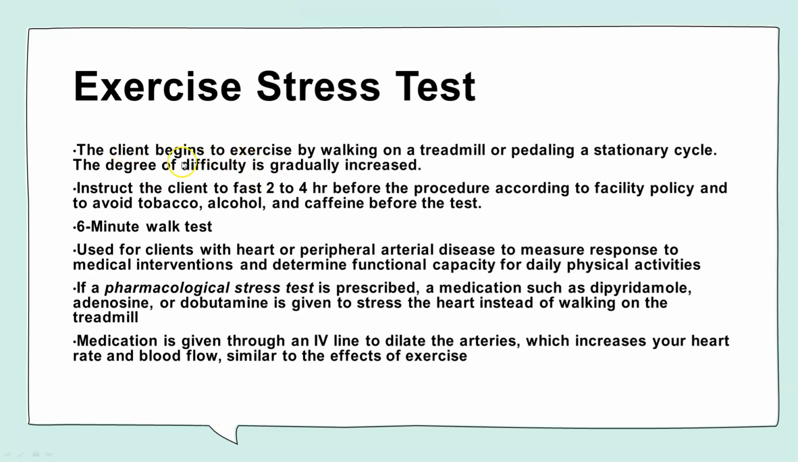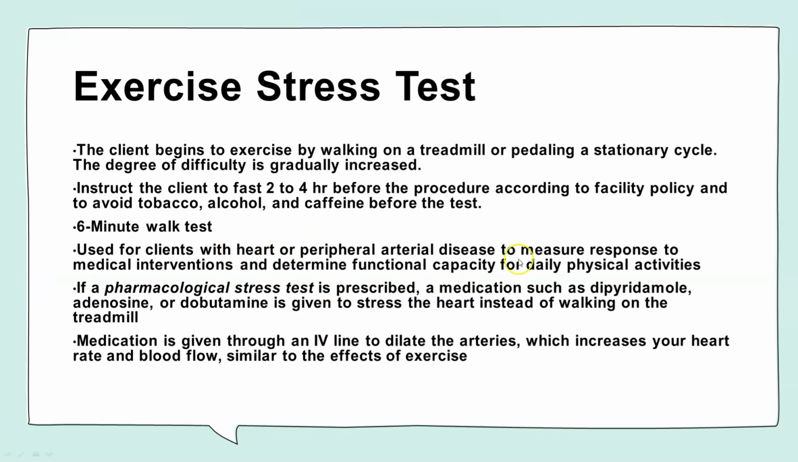So we're going to begin and have them walk on a treadmill or pedal on a bike. And again, we're going to increase the difficulty. We want them to fast at least 2 to 4 hours before the procedure or per facility protocol. We're going to do this 6-minute walk test. So again, we need to make sure that they can probably walk for at least 10 minutes to get them up and going, to get that heart rate up.